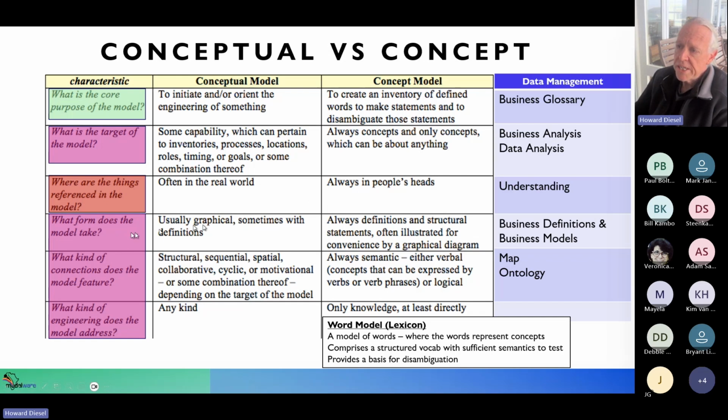So what form does the model take? Usually graphical. Okay, a concept model, always definitions, taxonomy, structures, structural statements. You can illustrate it as a graphical diagram, and I'm going to show you some examples, but that's typically definitions. What kind of connections does the model feature? Structural, sequential, spatial, collaborative. And please, this conceptual model, please don't restrict it to a data model. It can also be an architectural conceptual model of a system or an infrastructure. So it's wider than just a data model.